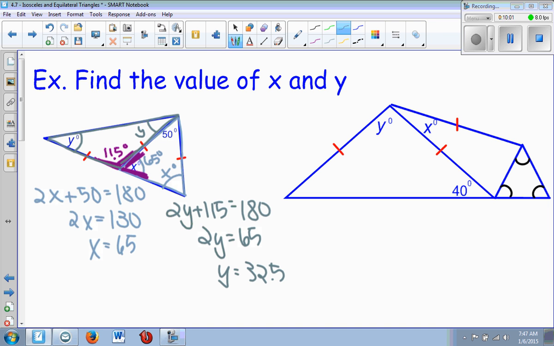Remember, not everything in life comes out nice, neat whole numbers, so it's okay to get a decimal. Probably not going to get a messy decimal, something like a 0.5 or a 0.25. Those are not messy decimals.